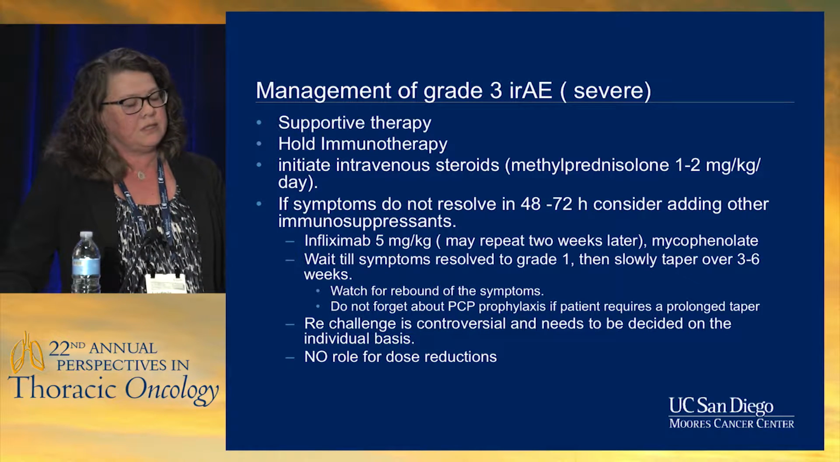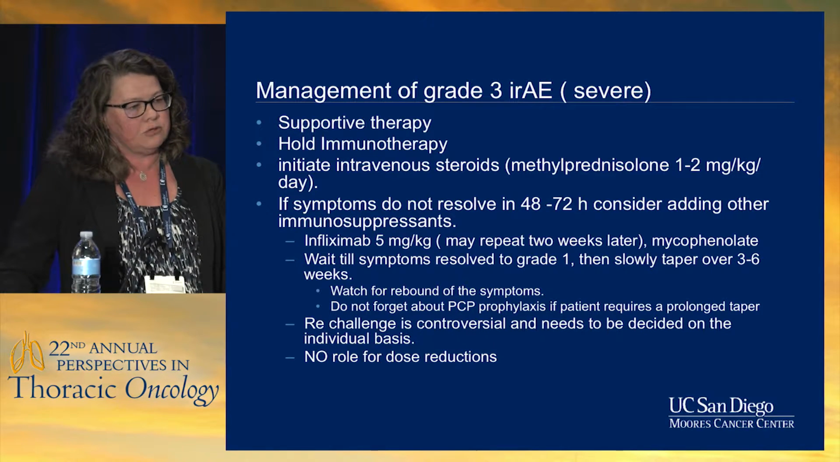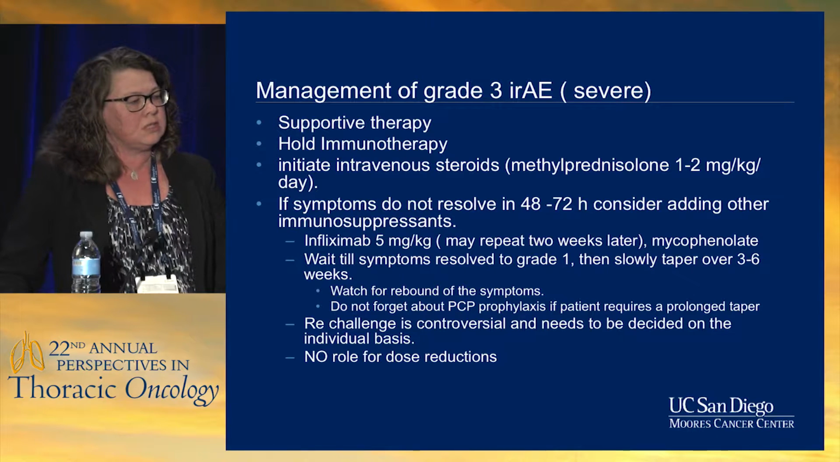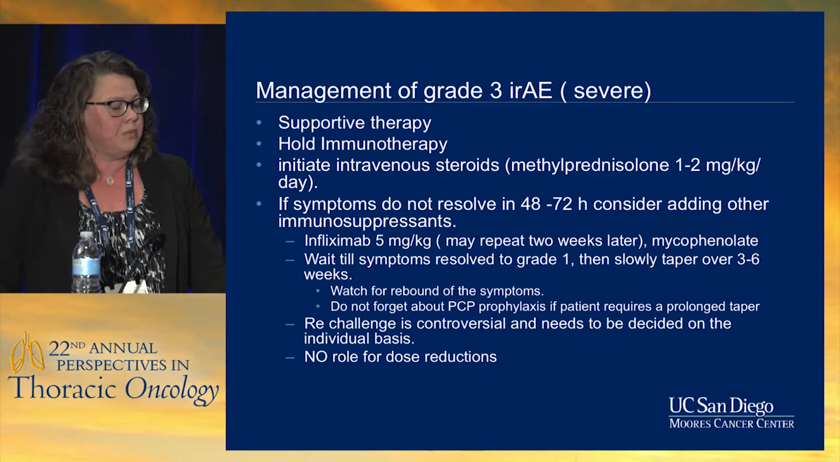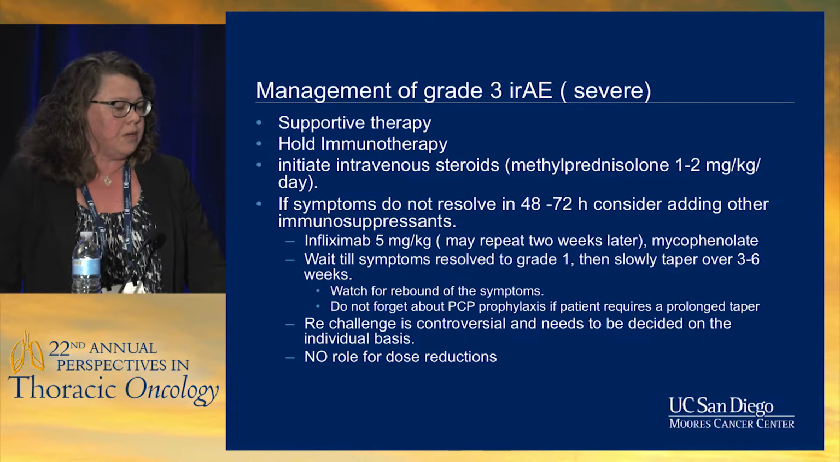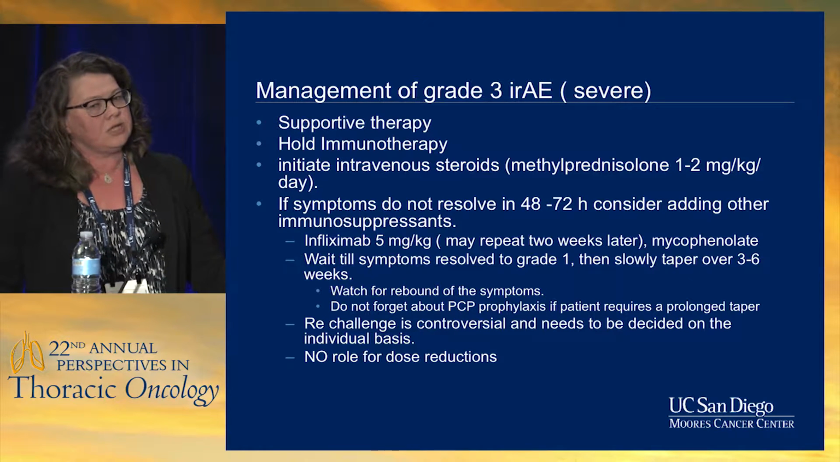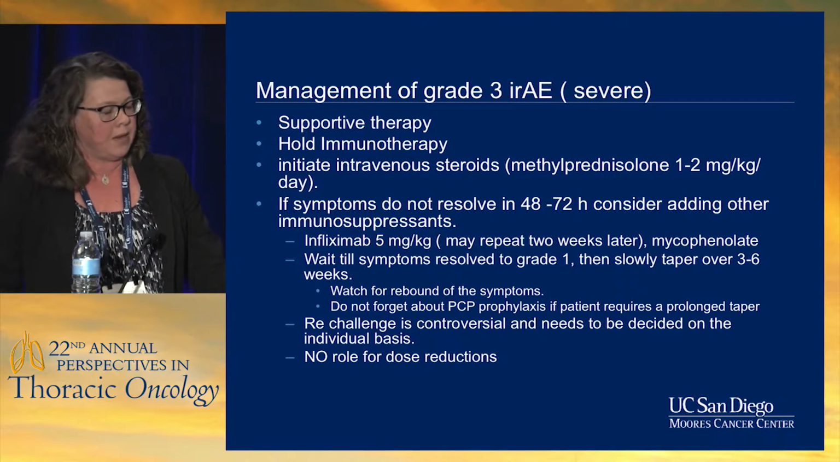So with those therapies, you wait until the symptoms resolve and then taper the steroids. The key here, taper it slowly. So it should take you about 4 to 6 weeks to taper steroids if the patient develops a grade 3 immune-related adverse event. If you taper it too fast, it's just going to come back.